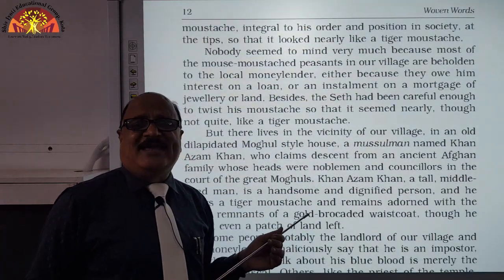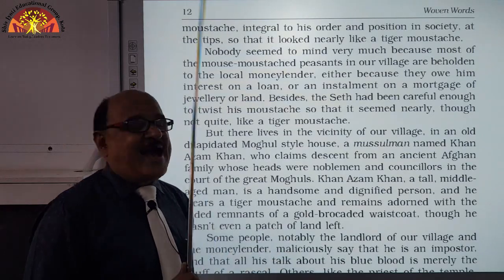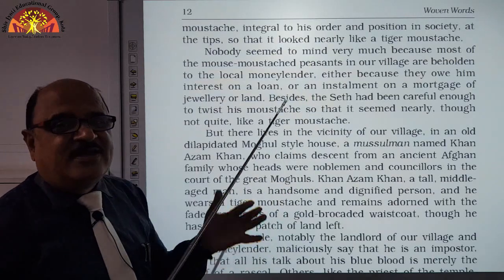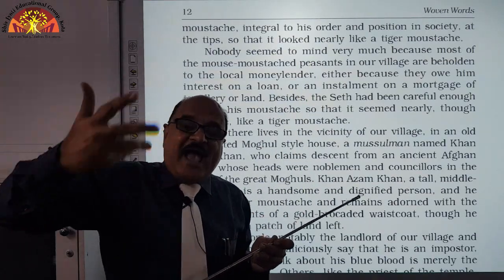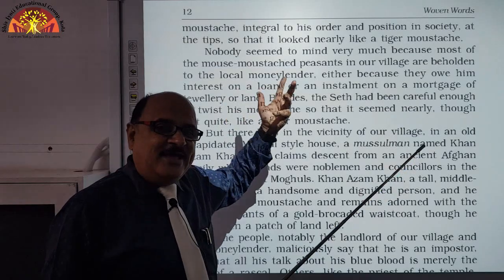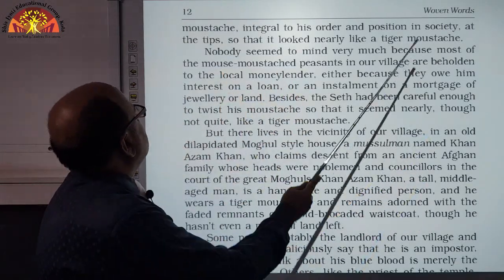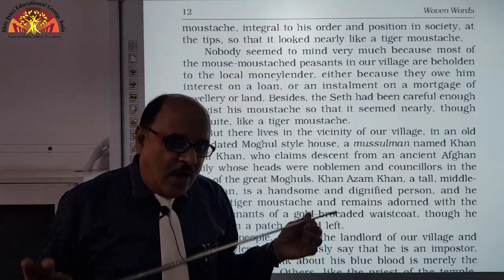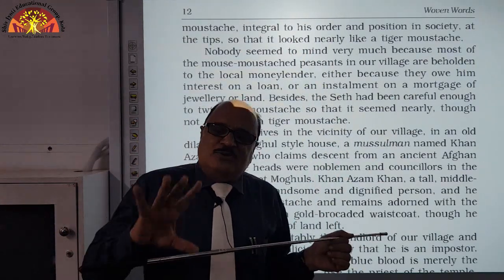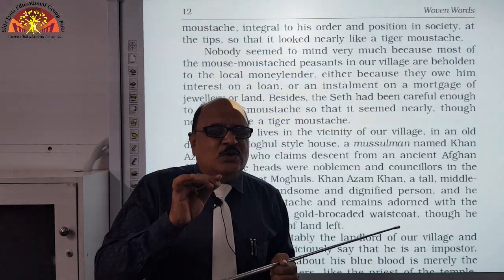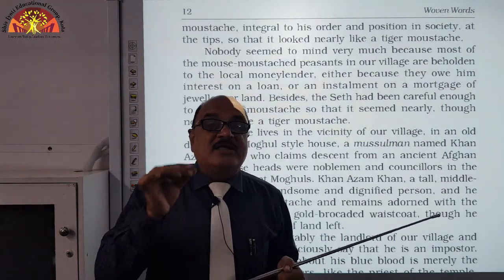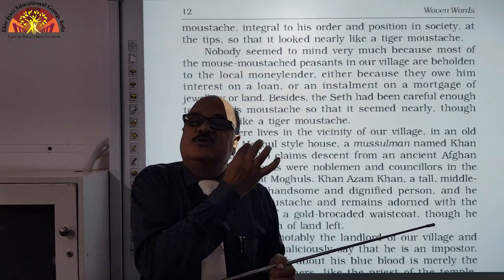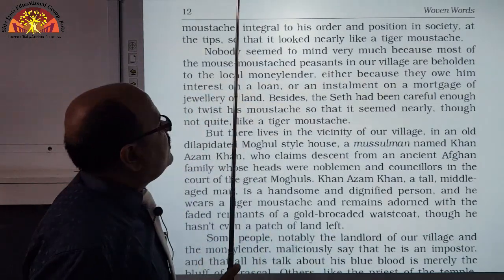So what I was telling, Ramanand used to have a goat mustache, integral to his order and position in society. Whatever position he had in society, accordingly he had this mustache at the tips, so that it looked nearly like a tiger mustache. Though he had a goat mustache, off and on he used to make the tips of the mustache look like those of a tiger mustache, right.